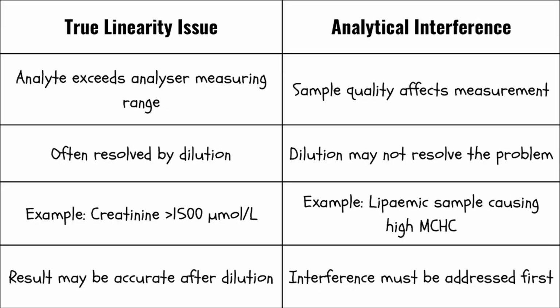So when it is a quality of the sample issue, we have to treat it with caution, okay? So I'm trying to say that if it is a true linearity issue, often you can solve it with dilution. But if it is due to interference, diluting it may not solve the problem. Now, I give you an example. Let us assume a situation whereby creatinine is greater than 1,500 micromole per liter. Because it is higher than the measuring range, that is why it is a true failing of linearity.